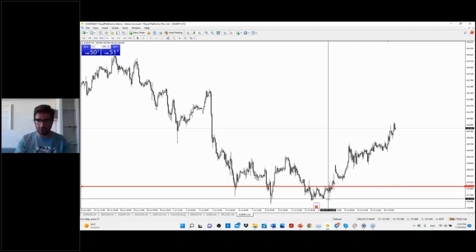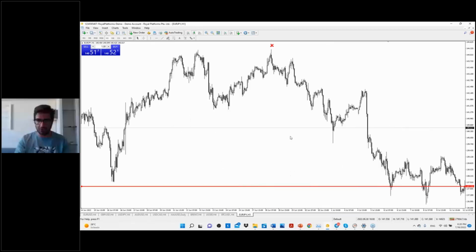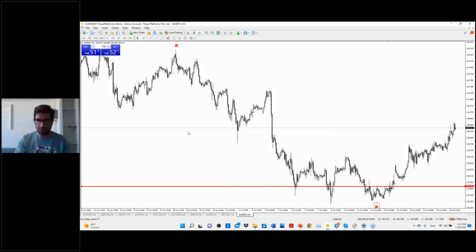So yeah, this is mainly how to use reversal patterns. We showed you the definition, the 6 most common patterns. Hope everything is clear.